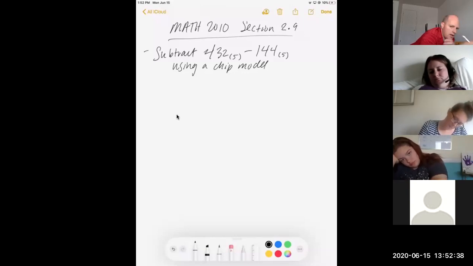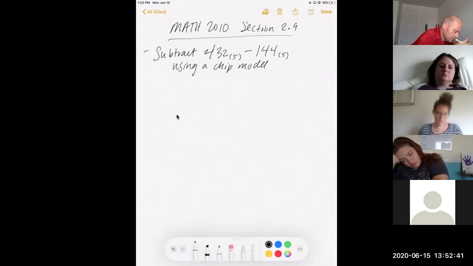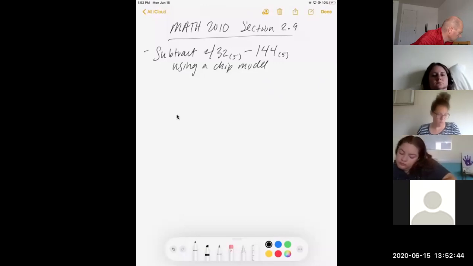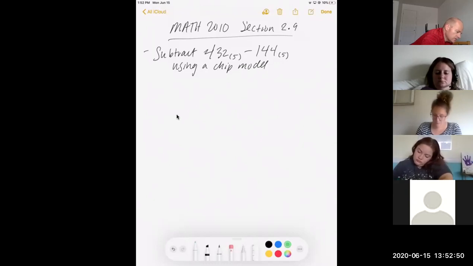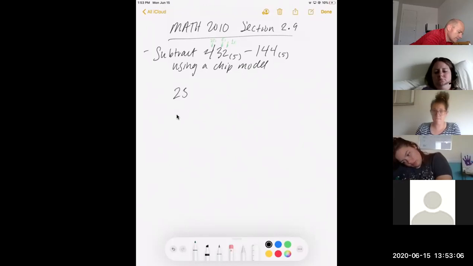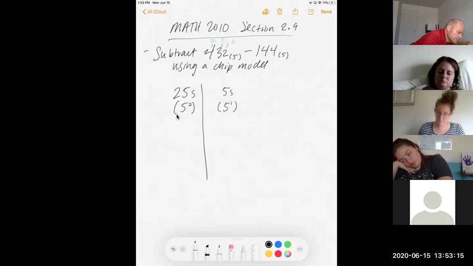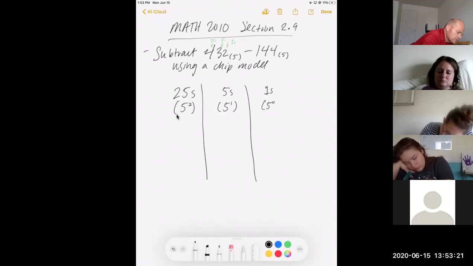So our first thing to do is set up our chip model drawing, so our chart or table or graphic organizer, whatever you want to call it. In our places, we have numbers that go to 3 digits. So this is the ones place, the leftovers. This place right here is the fives. This place right here is the 25s. So all we have to do in our columns is go up to the 25s place. I call it the 5 squared place, whatever you want to call it. We also have the 5s place, which is 5 to the first. We also have the 1s place, which is 5 to the 0.